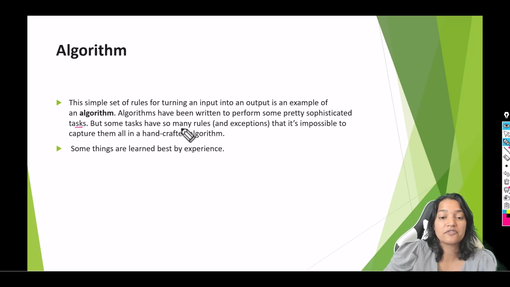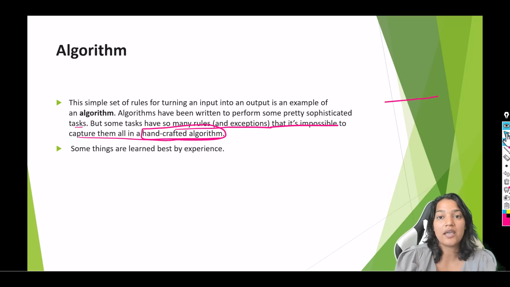Some tasks have so many rules and exceptions that it's impossible to capture them all in a handcrafted algorithm. Some things are learned by experience, and that's where AI works. It is based on experience.